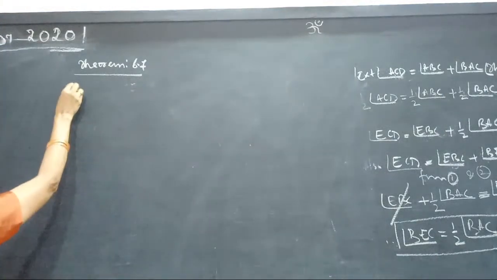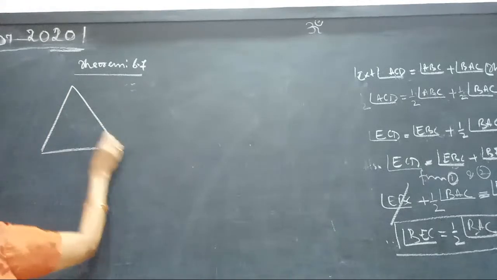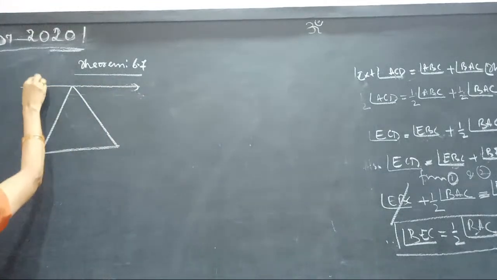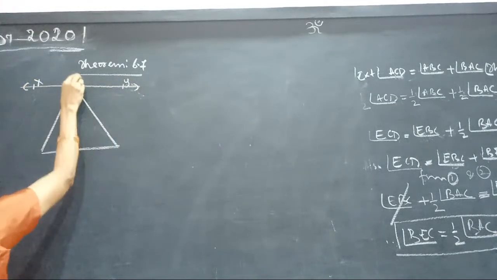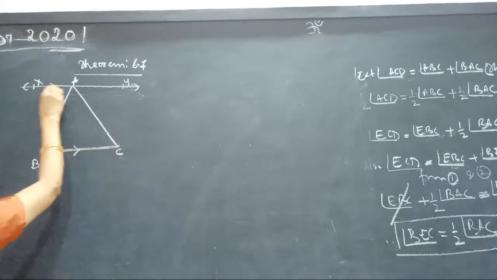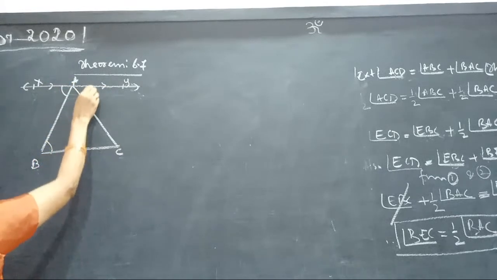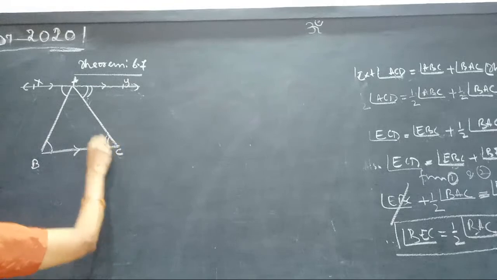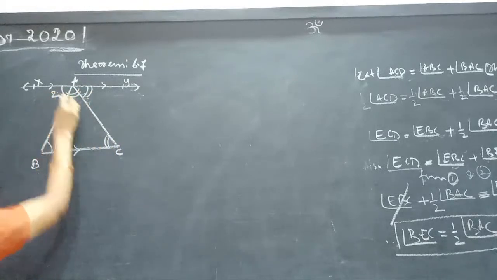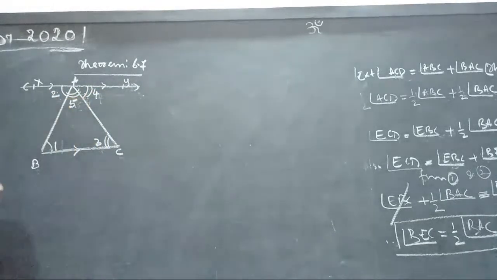Get the theorem based figure. Here ABC is the given triangle. XY is a line parallel to BC passing through the vertex A. Is it clear? And these two angles are equal. These two angles are equal. This is the third angle. Angle 1 equals angle 2, 3 equals 4 and 5.